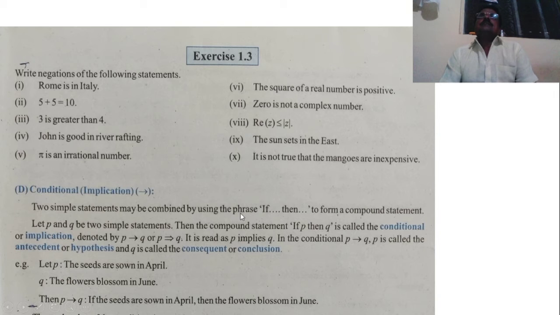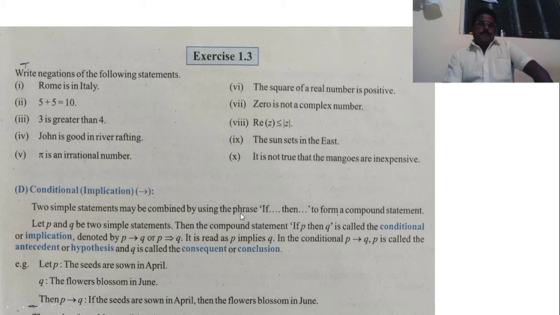You know the English grammar of this type. If P then Q is called the conditional or implication, denoted by P implies Q with a single arrow, P → Q. It is read as P implies Q. In the conditional P → Q, P is called the antecedent or hypothesis and Q is called the consequent or conclusion.